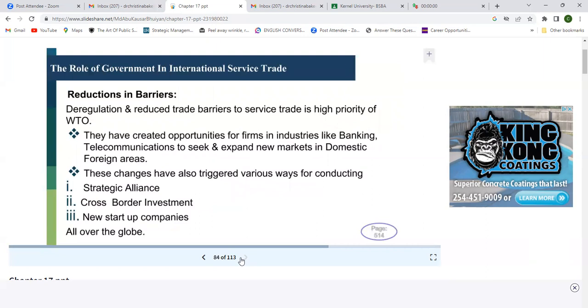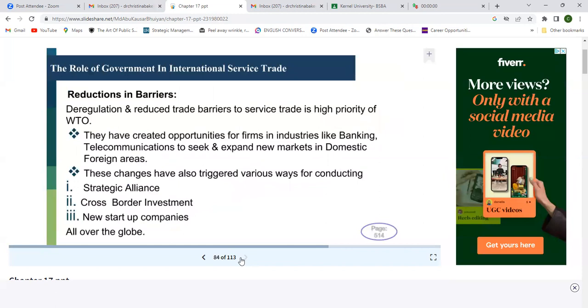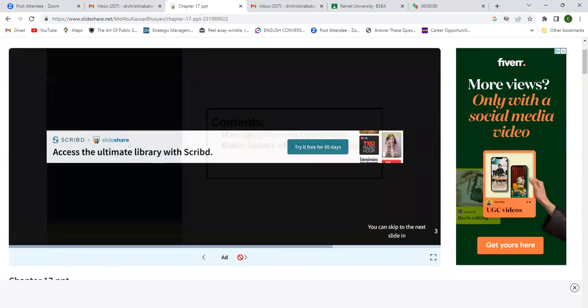Reductions in barriers. Deregulation and reduced trade barriers to services trade are a high priority of the WTO. They create opportunities for firms in industries like banking and telecommunications to seek and expand into new markets in domestic and foreign areas. These changes also trigger various ways of conducting business: strategic alliances, cross-border investment, and new startup companies all over the globe.